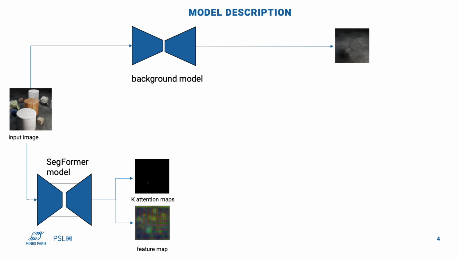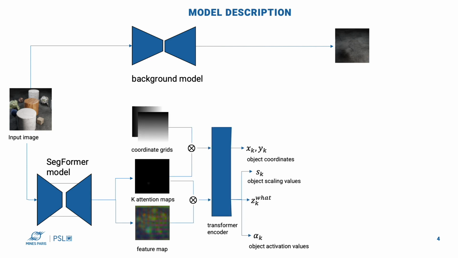In order to get the coordinates of the detected objects, we simply compute the spatial average of the coordinate grid weighted by the attention maps. In order to get the appearance vector, scaling values, and activation values of the objects, we proceed similarly by performing a spatial averaging of the feature map using each attention map as weights. The object latent codes are then refined by a transformer encoder.